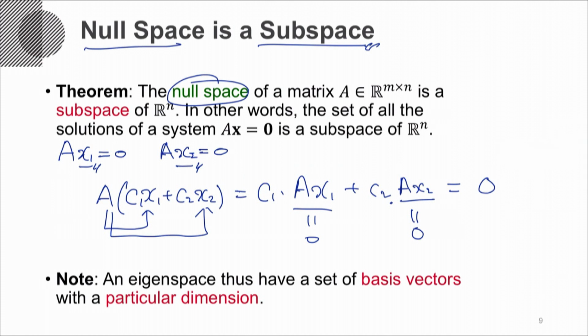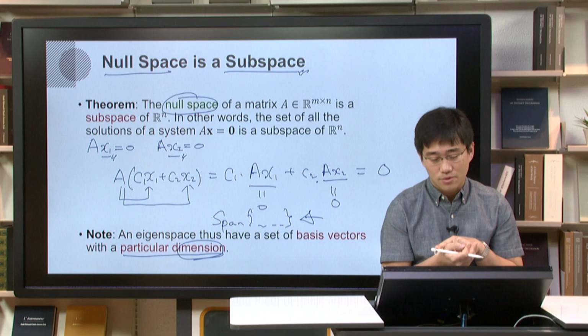And because this null space is a subspace, we can think of it as the span of some basis vectors. The number of vectors contained in the basis that spans our null space is a particular number, and that was called the dimension of this subspace. So this null space can be one-dimensional, containing one basis vector, or two-dimensional, spanned by two basis vectors. And the condition to be a basis is that they should be linearly independent, of course.